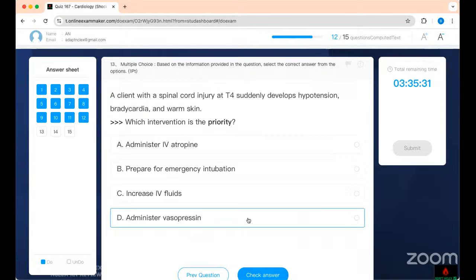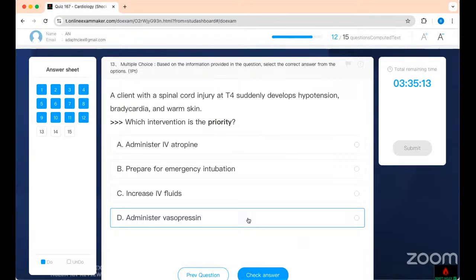Which intervention is a priority? And next, a client with a spinal cord injury, T4, suddenly becomes hypotensive, bradycardic, and has warm skin. Which intervention is a priority? What do you think is wrong with this patient? He has a spinal cord injury.